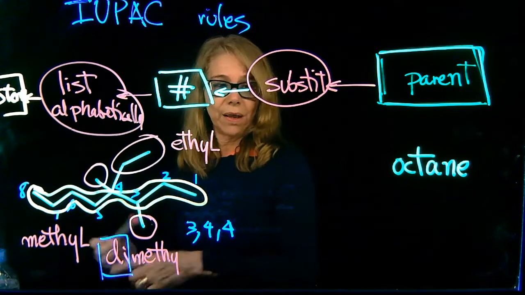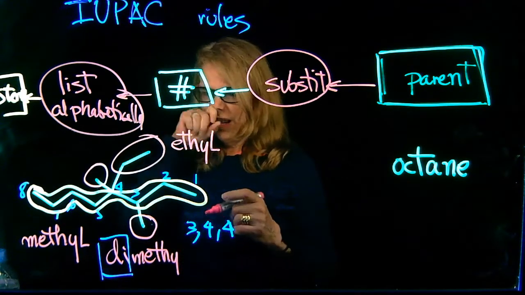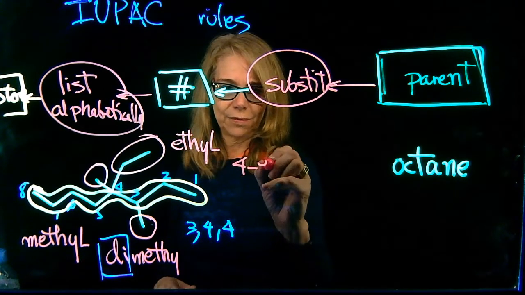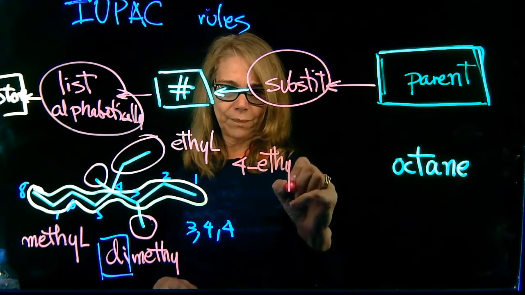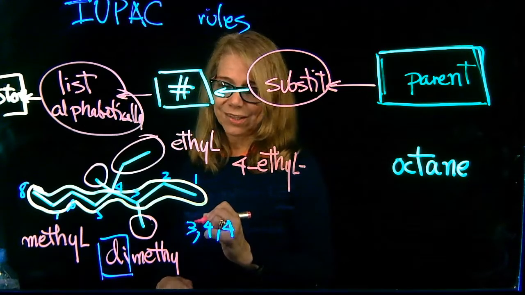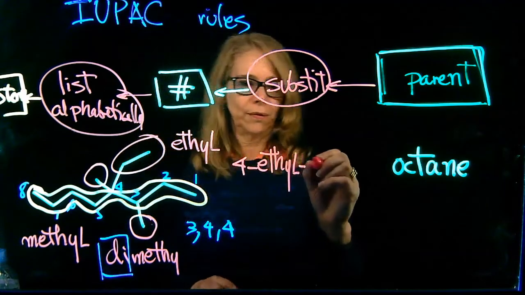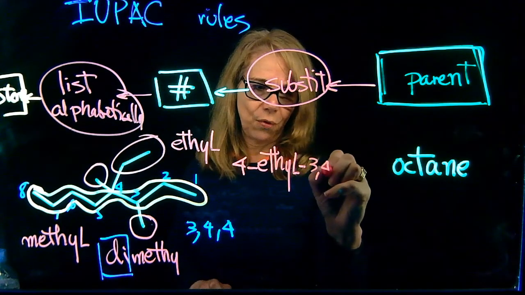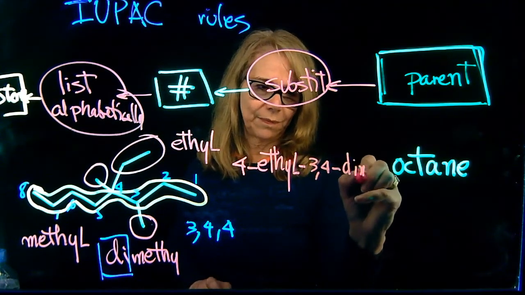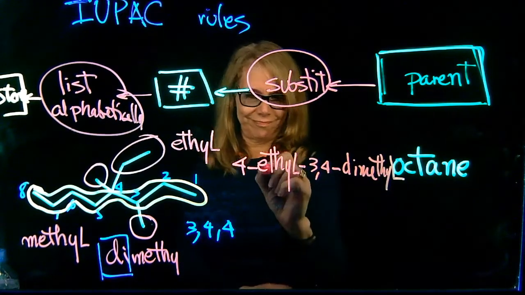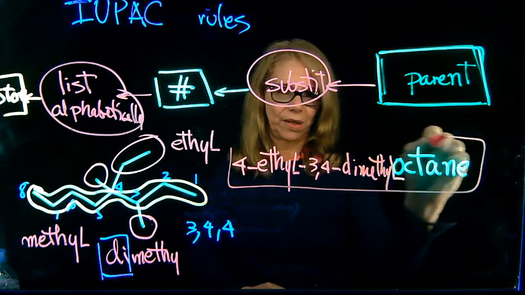So the other part of the name then would be, we need to say ethyl first. So we're going to say 4-ethyl, and then we're going to put a dash. The methyls are in 3 and then 4. So 3,4-dimethyloctane. And that's the whole name.